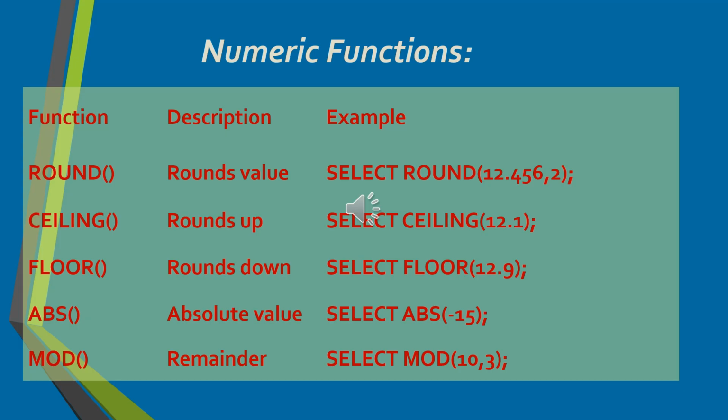Numeric functions perform mathematical operations. They help in rounding, calculating absolute values or remainders. Examples include round, ceil, floor, and absolute, ABS, and many more.